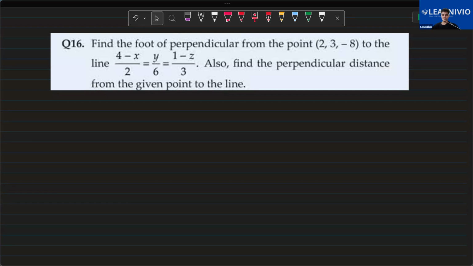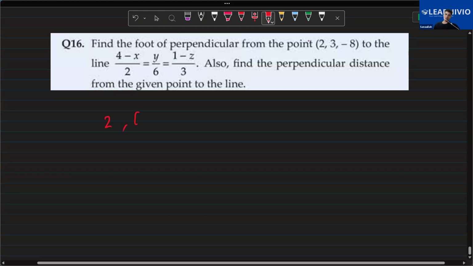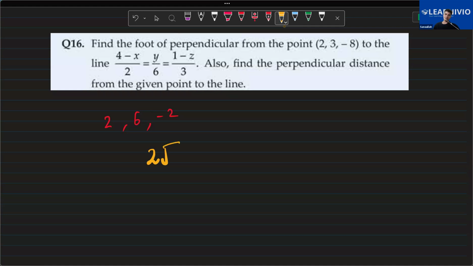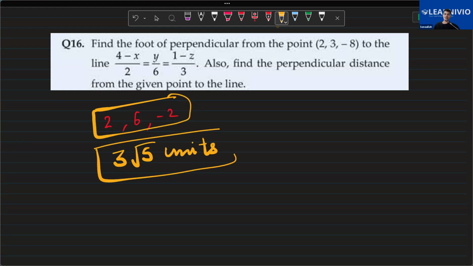The foot of perpendicular is (2, 6, -2). And the perpendicular distance is 3 root 5 units. Okay, has anyone else got this answer? Ali and Shamwan, have you got the same answer? Yes, sir. Okay, Ali, yours came the same.